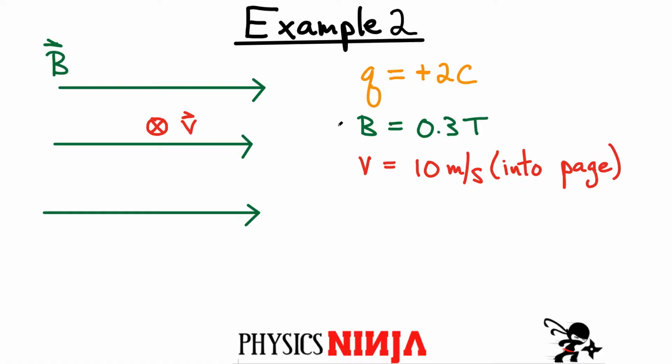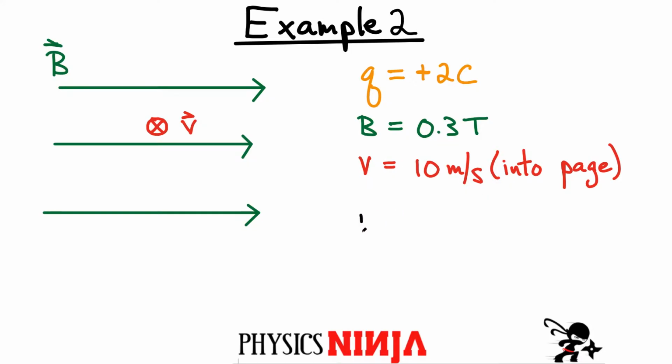All right, here's example 2. We have a positive charge again. It's moving into the page, right? In a magnetic field that is constant in magnitude, and the magnetic field points to the right. The velocity of that charged particle is 10 meters per second.